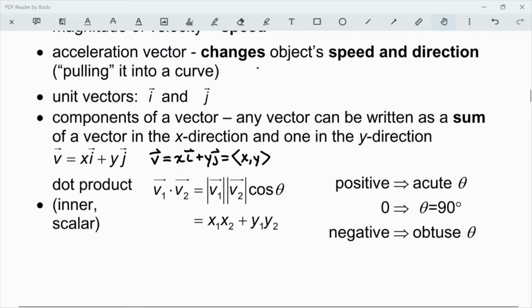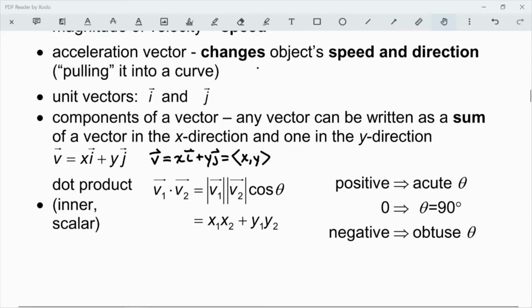Sometimes this is called the inner product or the scalar product. But for us, we're really going to be limited in the applications that we do. One of the main things we're going to do is find the angle between a velocity vector and an acceleration vector. And the big thing you need to know when you find a dot product is it has a relationship to the angle between the two vectors.